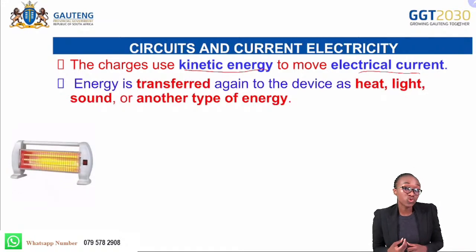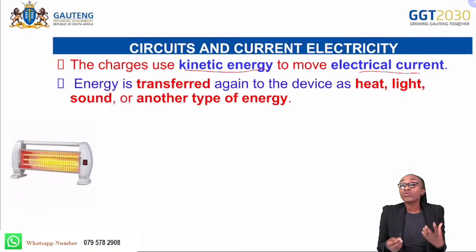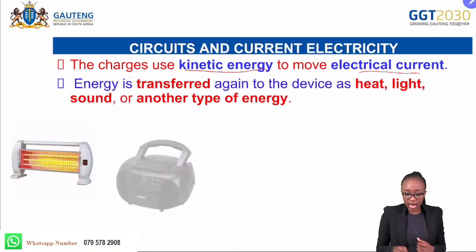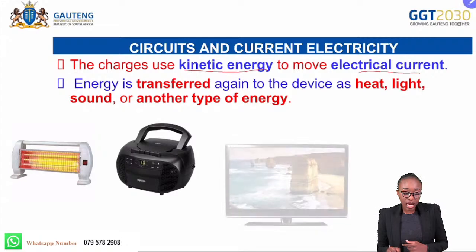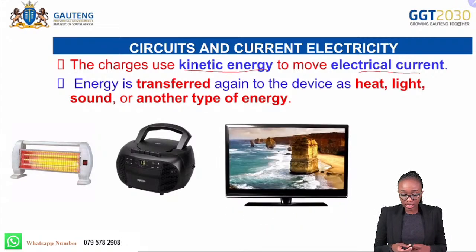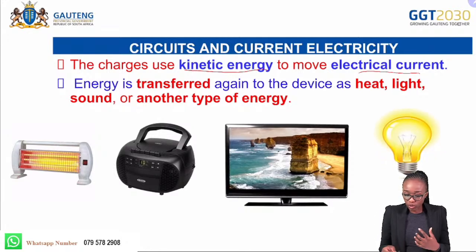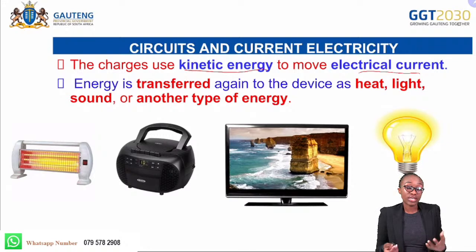If you've connected your heater at home, you can get heat from the heater, and you get light. As you see, the bars are glowing. If you've connected a radio, you get sound from it. If you're watching the television, you get light. And then you can also get light from a bulb as well. So there are different kinds of energy that you can get. It's up to you to figure out which one it is.